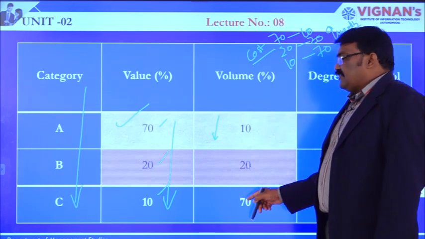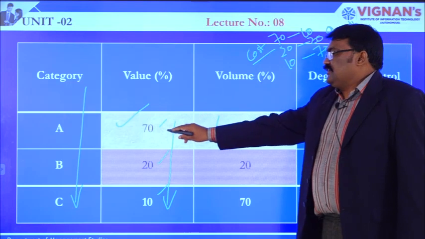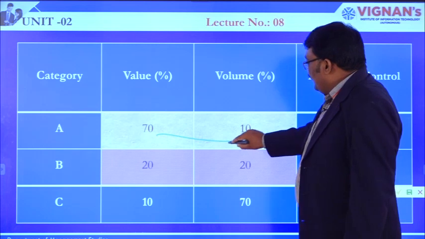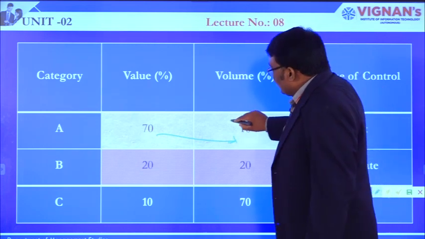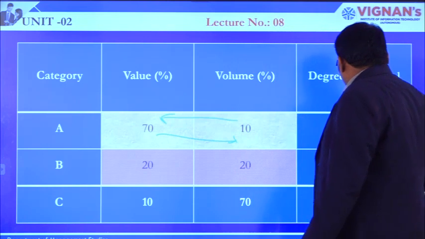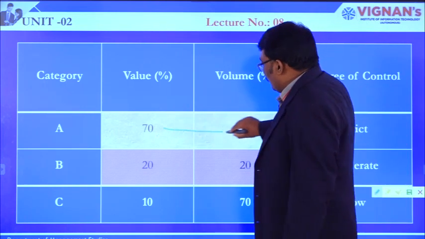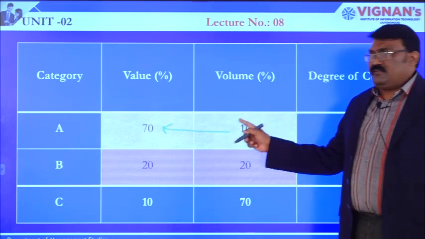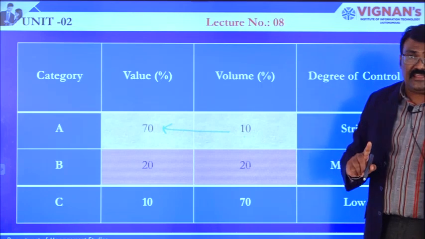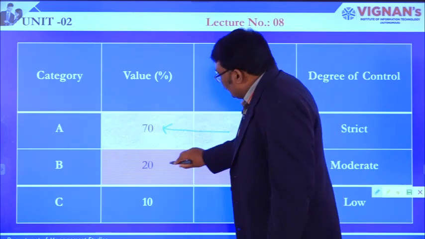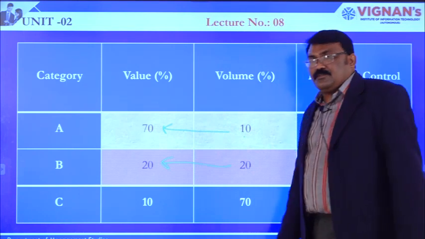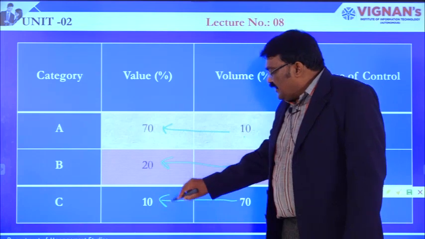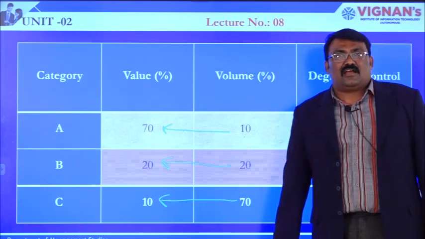It will be in such a way that 70% of the raw material will be only 10% of the value. That means 10% of the raw material will consume 70% of the cost. This is the understanding. Please understand clearly: 10% of the raw material will cost you 70%. 20% of the raw material will cost you 20% of the value. 70% of the raw material will cost you 10% of the value.